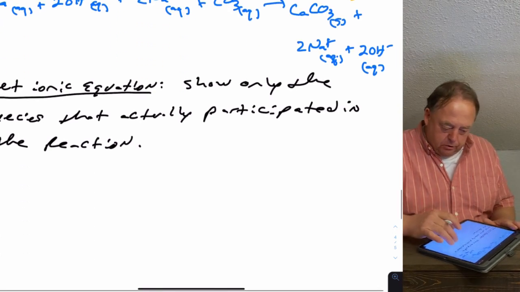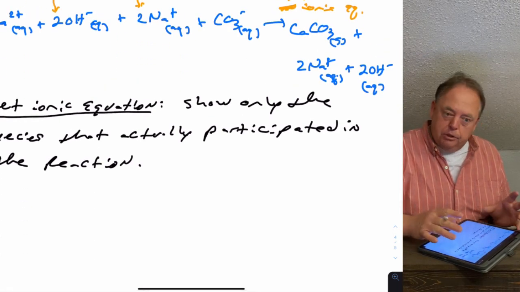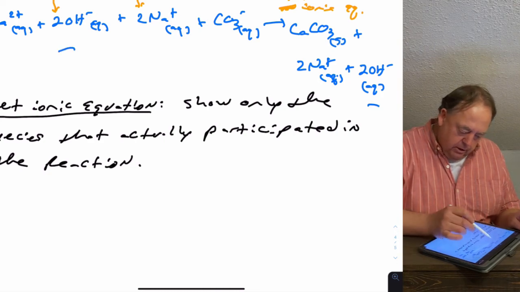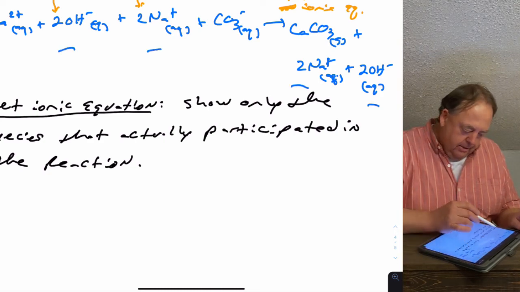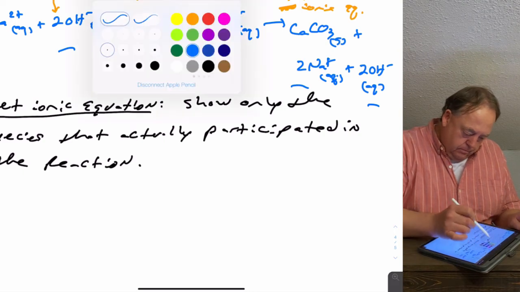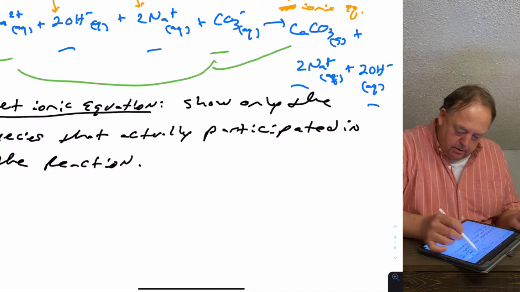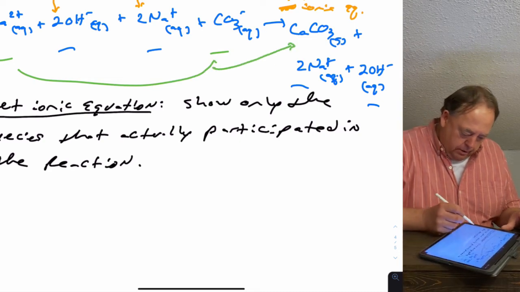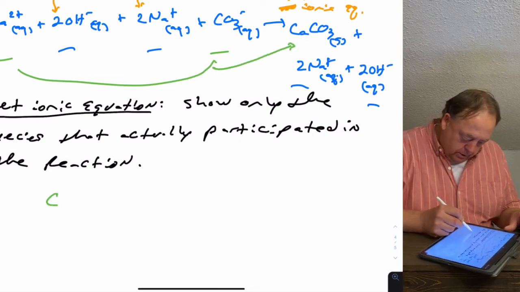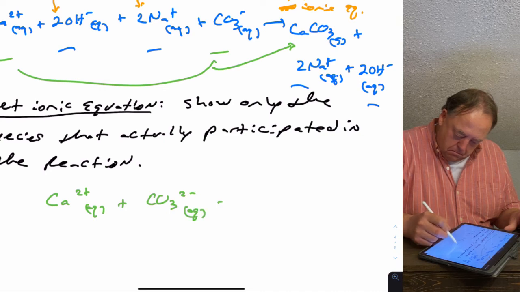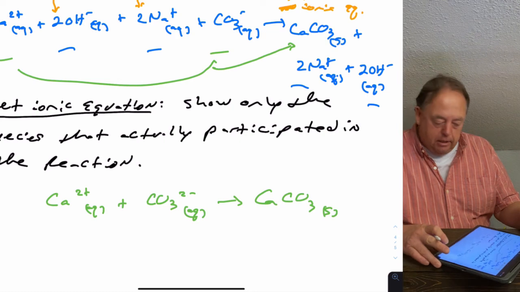Okay, and then you have what's known as the net ionic equation. So it only shows the things that changed. So if you notice, the hydroxide didn't change, the sodium didn't change, the calcium changed, and the carbonate changed because they got together to make that. So the net ionic equation only shows the things that changed. So that would be the net ionic equation.